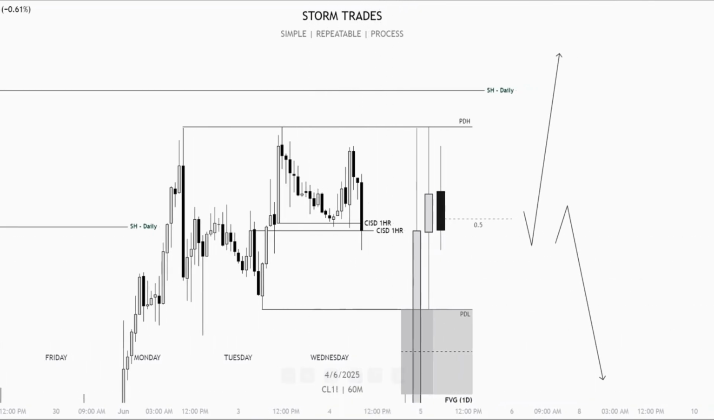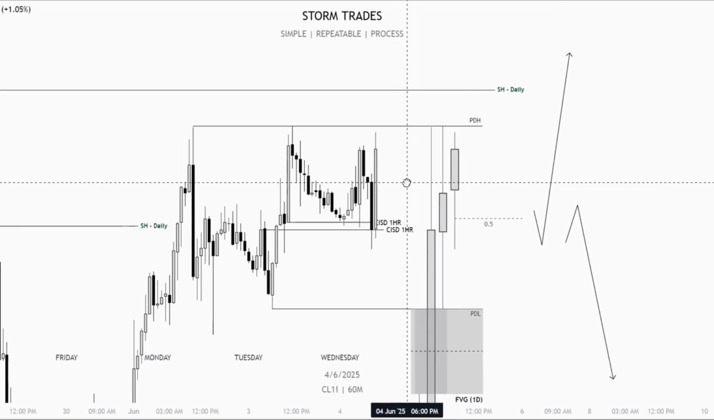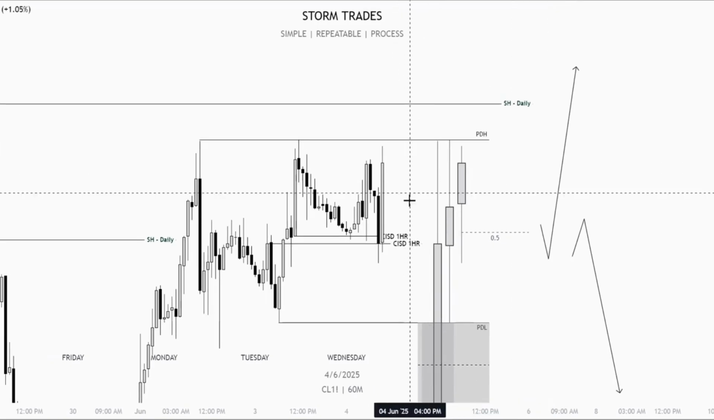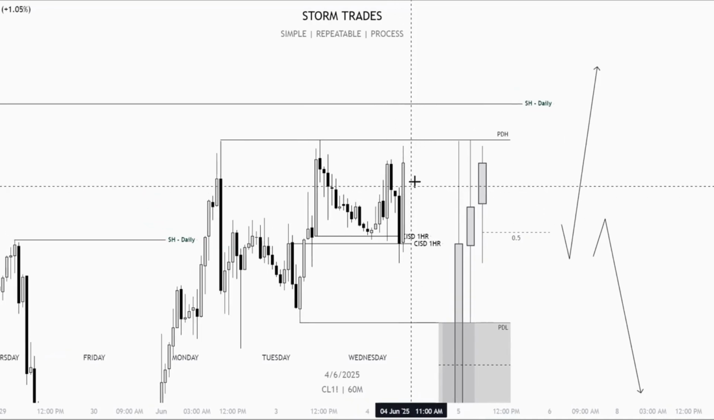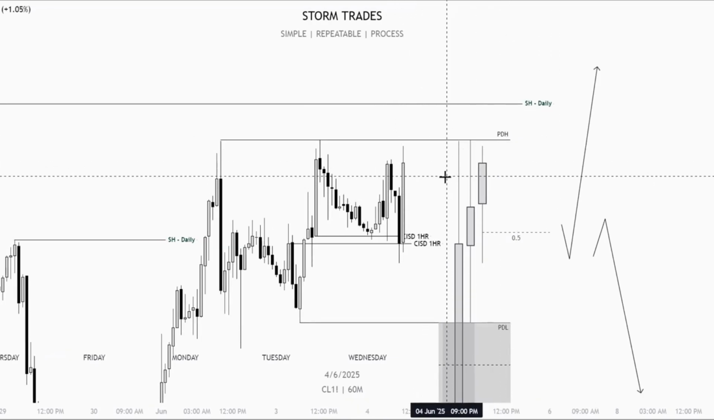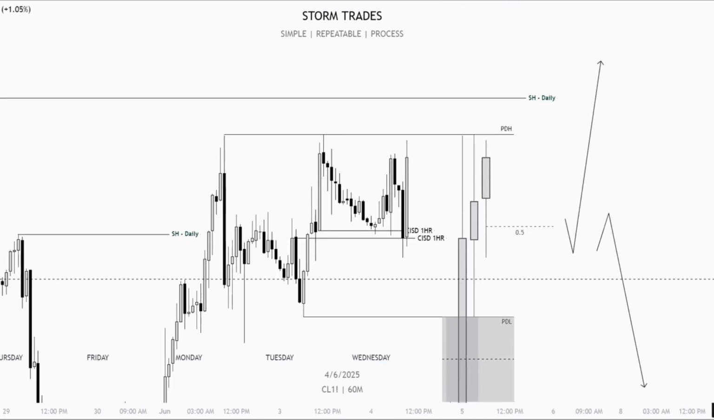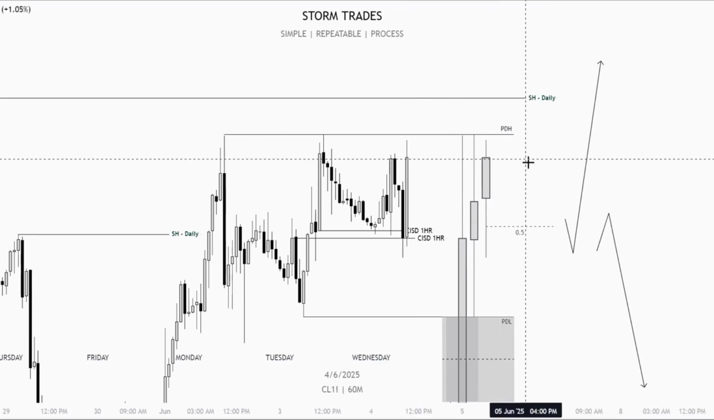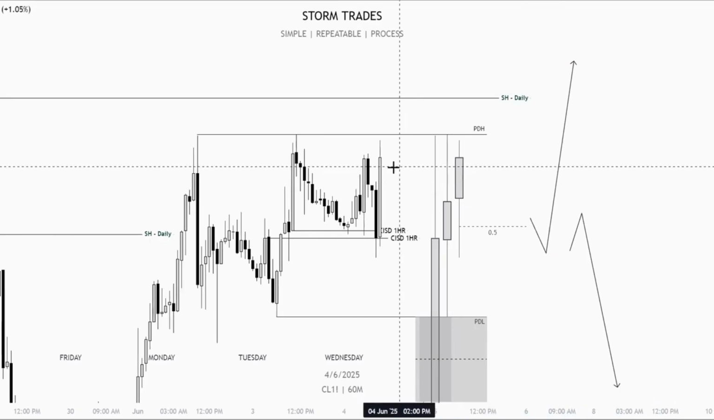I am looking for some sort of a move to take liquidity. So once we had the 9 o'clock candle close here, we are close enough to this previous daily high that I will go to my execution time frame and just be on the lookout for sweeps.